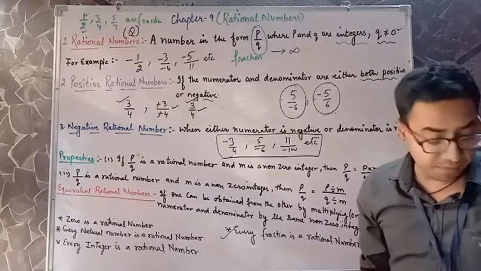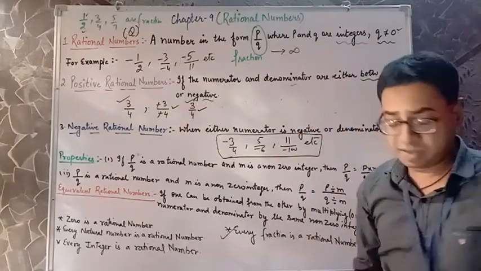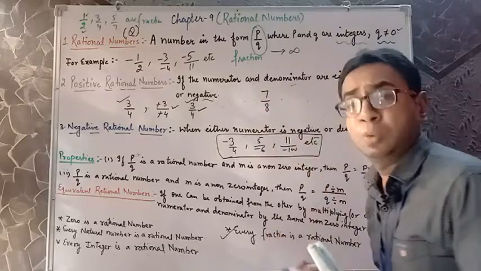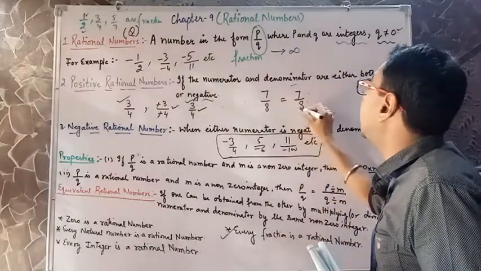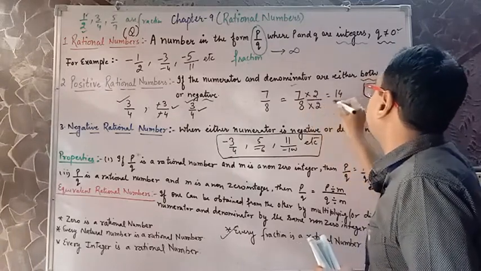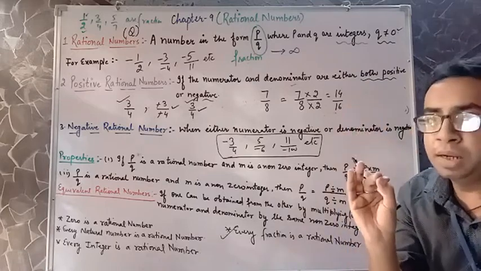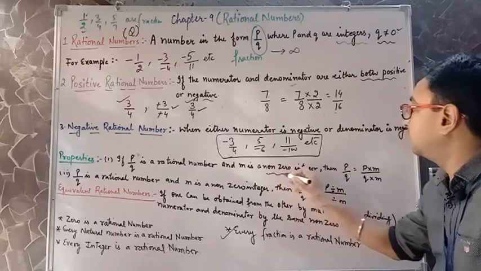Let me take an example. I am having a rational number with me, for example 7 by 8. It's a rational number, no doubt. Now, if I multiply this rational number's numerator and denominator with the same number, 2, I'll be getting 14 by 16. Yes or no? What I did, I multiplied the numerator and denominator with the same non-zero integer. This is the condition.